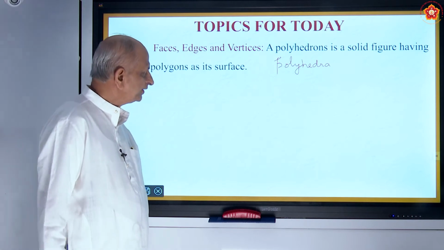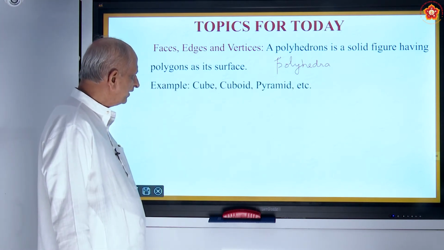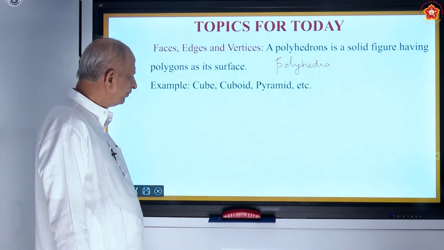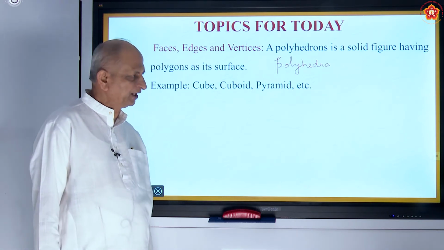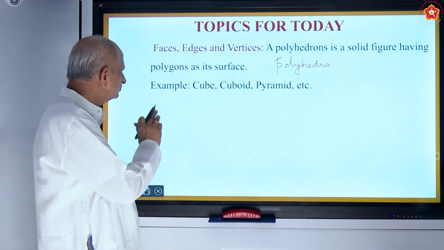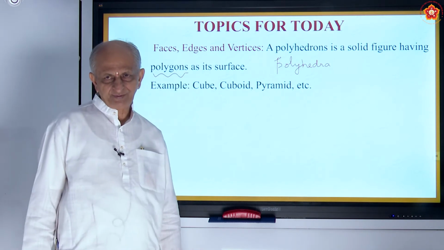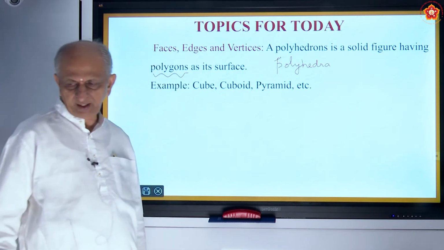Okay, so if you draw that figure, it becomes a polyhedron. For example, cube, cuboid, pyramid, etc. They are solids. And here you should have polygons. What are polygons? It may be a square or a triangle.